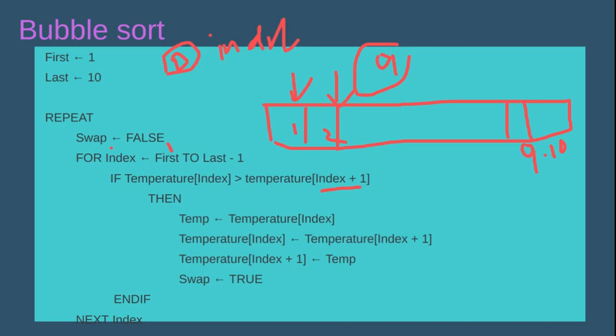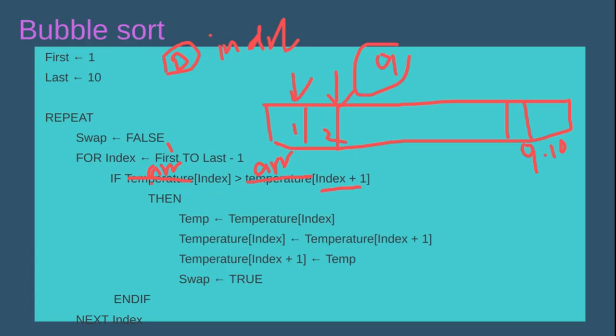Now index here is the counter variable which is going to hold how many times this loop is going to execute. So we are saying for index equals first to last minus 1. If temperature of index, here this is the array name, it's not necessarily that you can just sort the temperature, it can be any array. So just for the sake of understanding, I'm writing the array ARR. This is the array name.